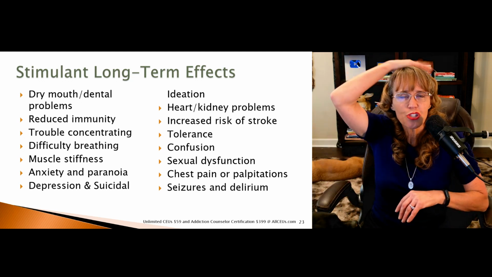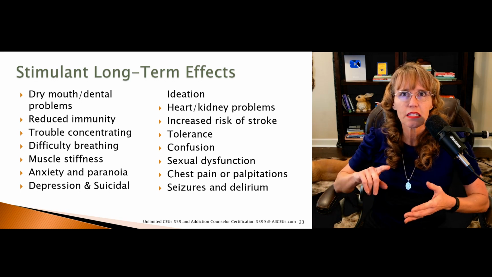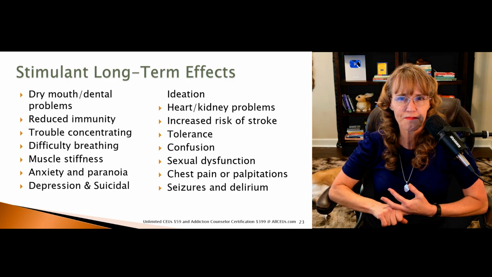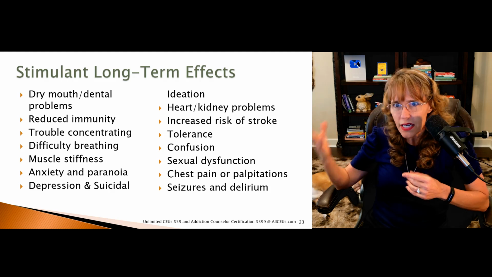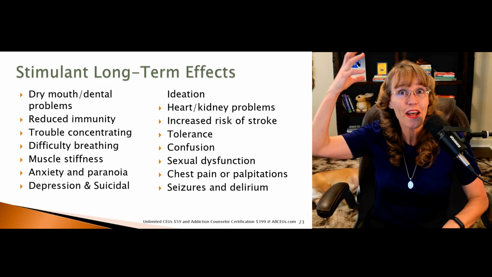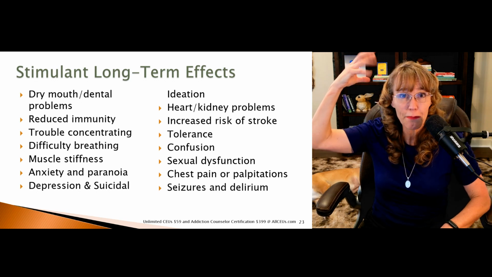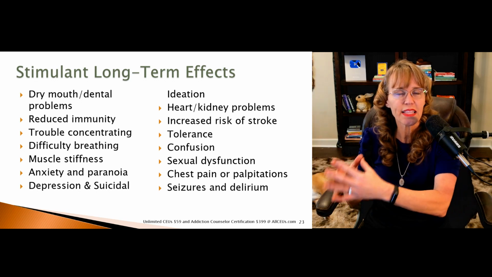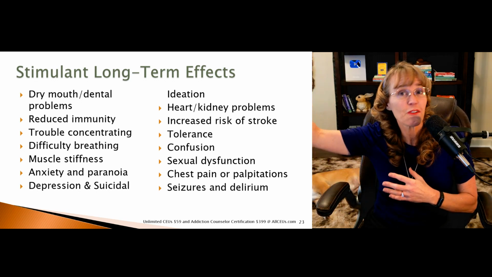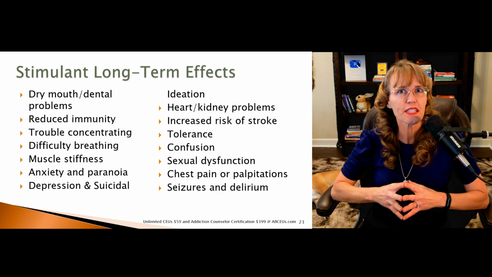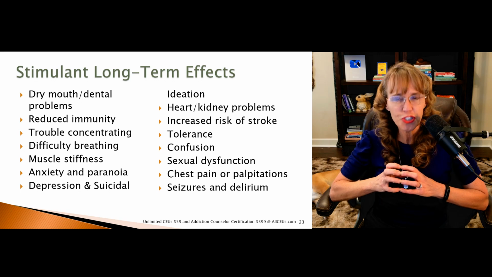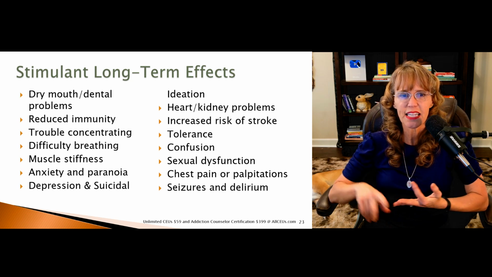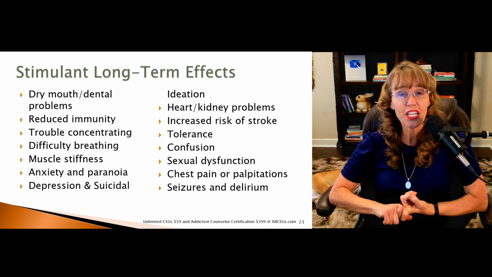Reduced immunity. When that stress response is dysregulated, it leads to increased systemic inflammation and alteration and reduction of the immune system. Trouble concentrating. If you have made the norepinephrine, the noradrenaline receptors tolerant, then it's going to take more in order to get them to activate. We know that they help us focus, so we start seeing people have difficulty functioning, difficulty concentrating when they're not on stimulants. Difficulty breathing, muscle stiffness, anxiety and paranoia, depression and suicidality.